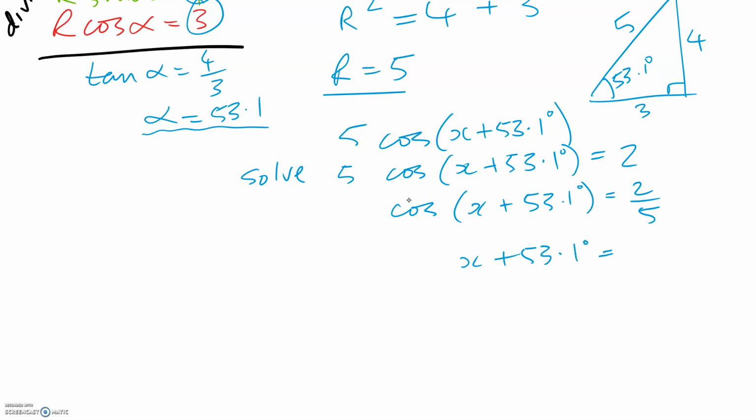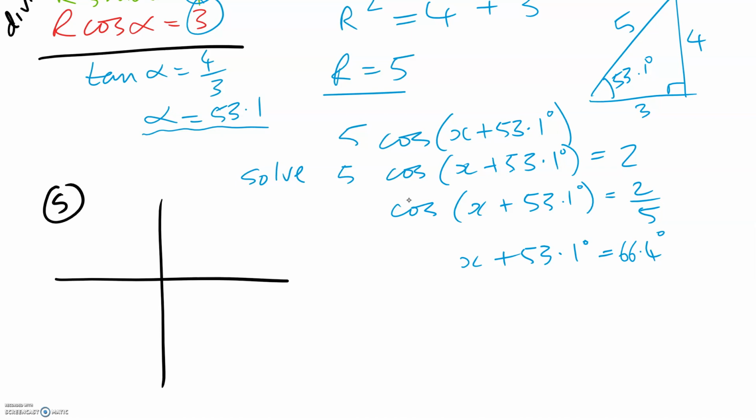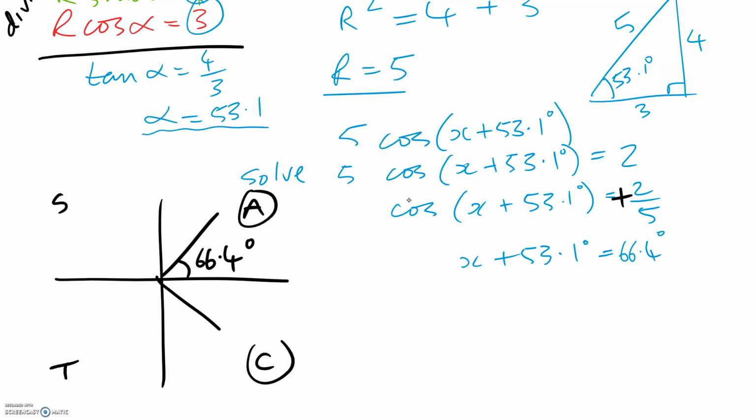both sides, we'll get 66.4 degrees. Doing this all to one decimal place. Now don't subtract 53.1. I'm sure you've done lots of these before, but don't subtract the 53.1 till the very end. We've got to find the other values. I use the cast diagram. So 66.4 degrees. Cos is positive, it's plus 2/5, so it's going to be here and here. So we've got 66.4 degrees.